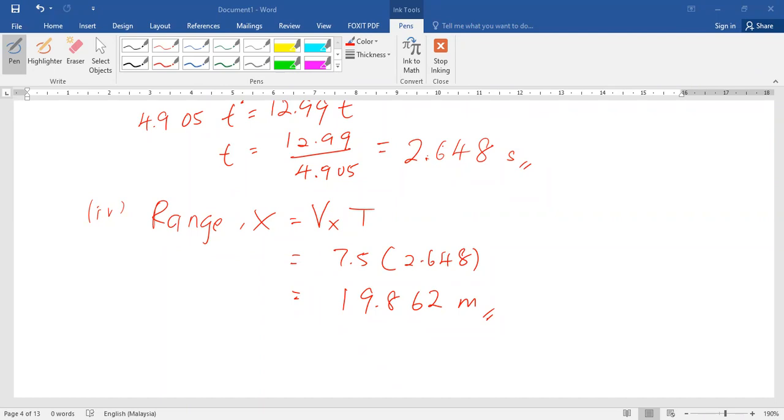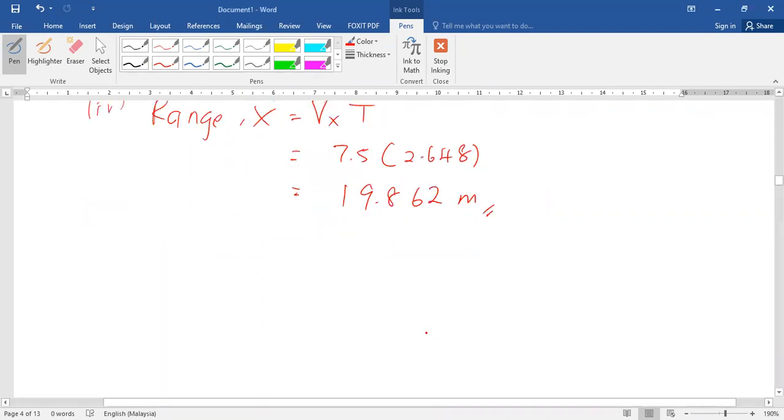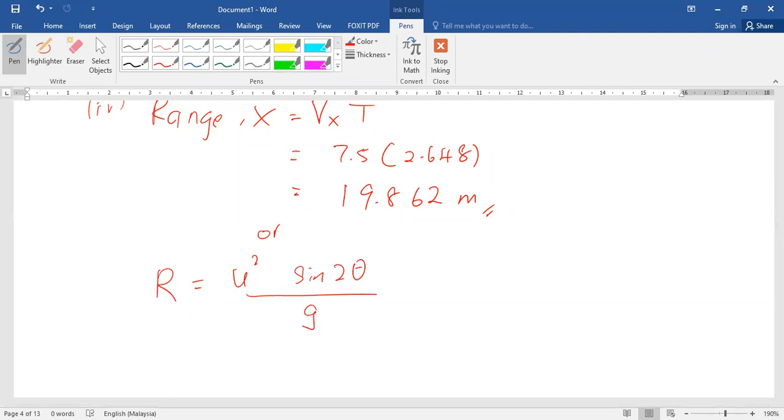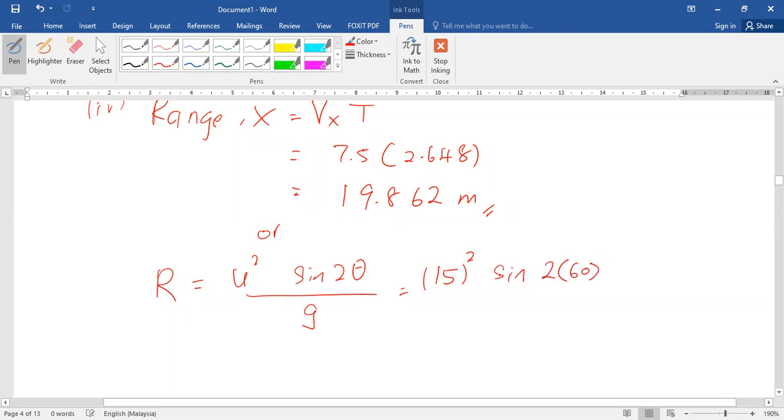Or I can use the formula where R is equal to U squared sin 2 delta over G. Correct or not? So we use U squared sin 2 delta over G. That means U is equal to 15 squared, sin 2 delta, 60, over 9.81. That means sin 120 times 15 squared over 9.81. I still get it is equal to 19.62 meter.